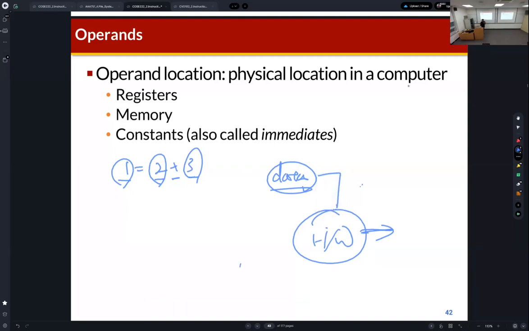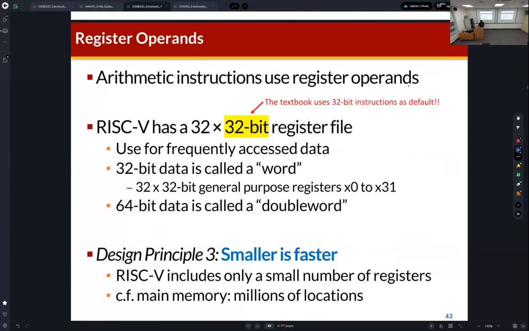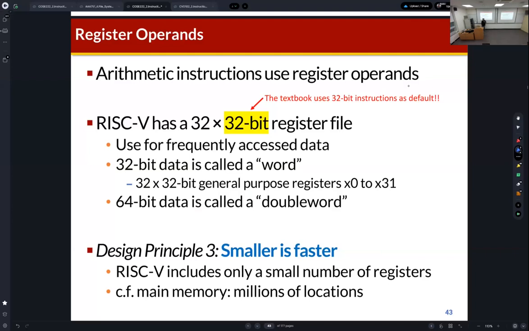Okay, then RISC-V or some other ISAs use three types of operands: registers, memory, and constants. These constants are called immediates, and we frequently use "imm" for the immediate data. So the RISC-V instructions use these three different types of operands: registers, memory, and constants. Firstly, let's see the register.